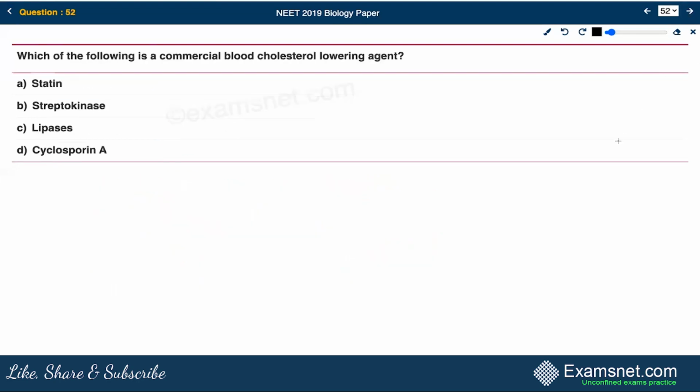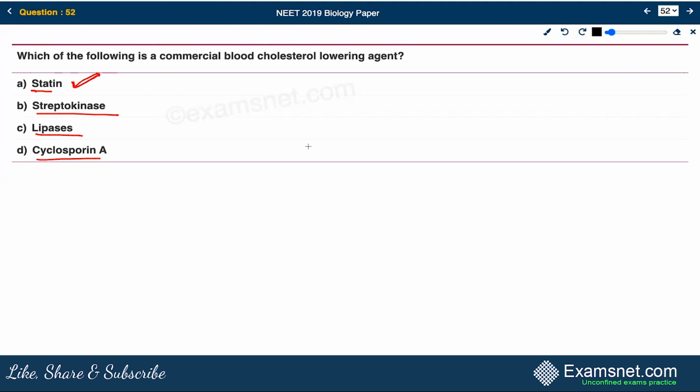And question number 52 says, which of the following is a commercial blood cholesterol lowering agent? This is again a direct question. Out of all the options, statin, streptokinase, lipases, and cyclosporine A, statins are considered to be the blood cholesterol lowering agent.